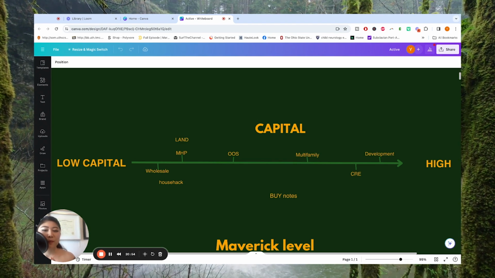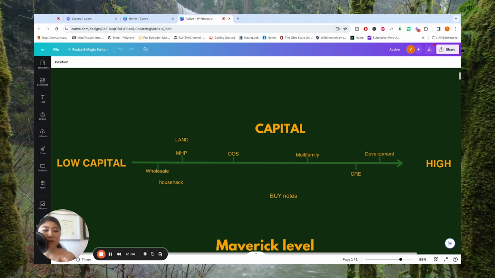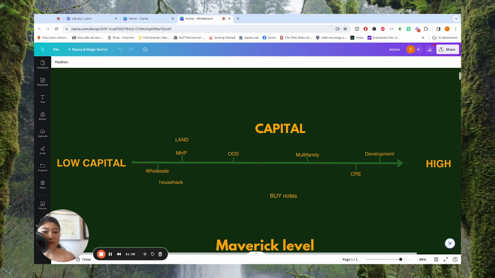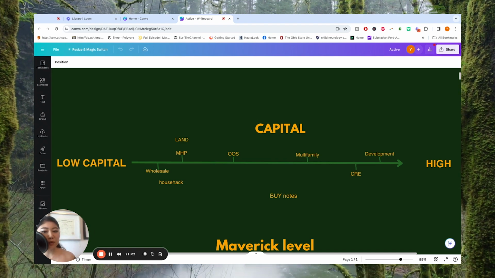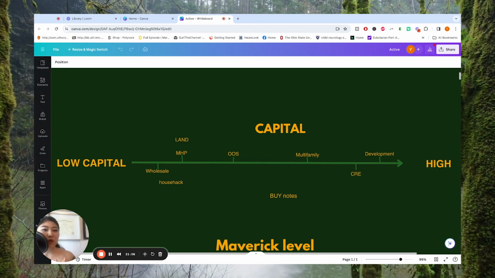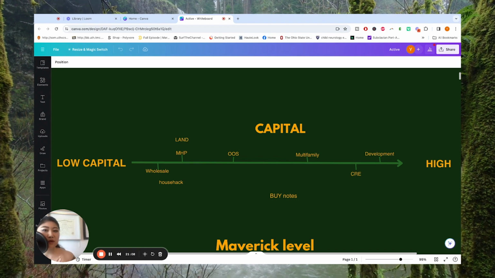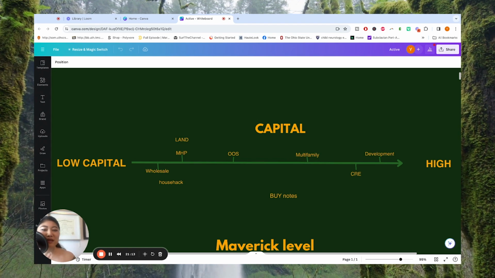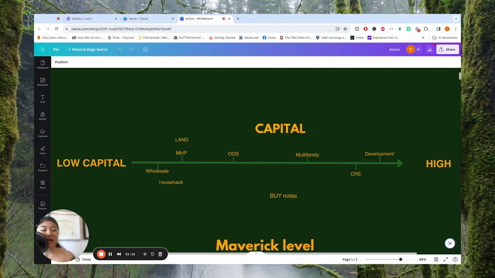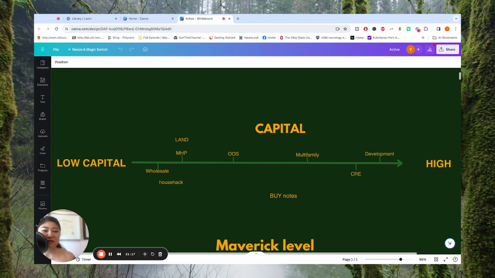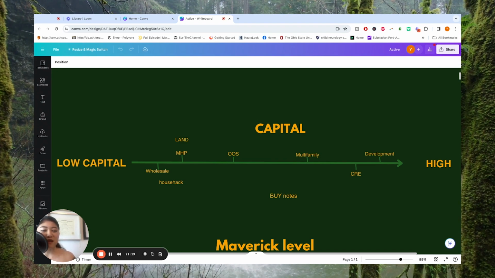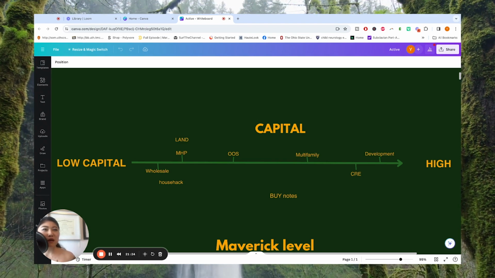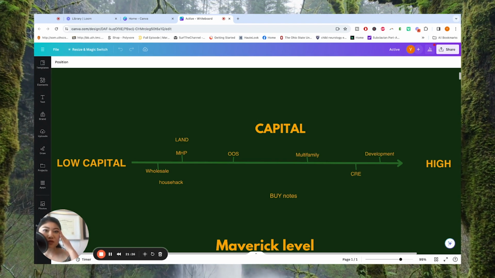Okay, so next up, in terms of increasing capital, is purchasing land and purchasing mobile home parks. P is mobile home park, and this is a very interesting asset class. It is also referred to in the Maverick level down below, which I will share later. It may need to be a different video. Mobile home parks are, I would say, not necessarily as intuitive for everyone.